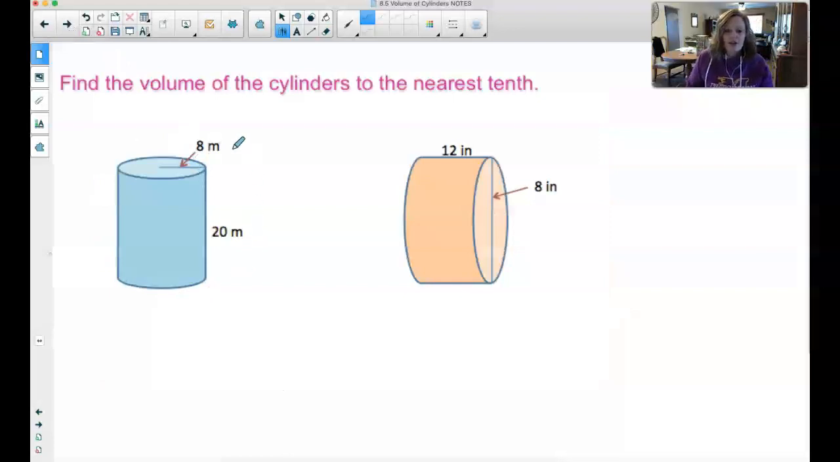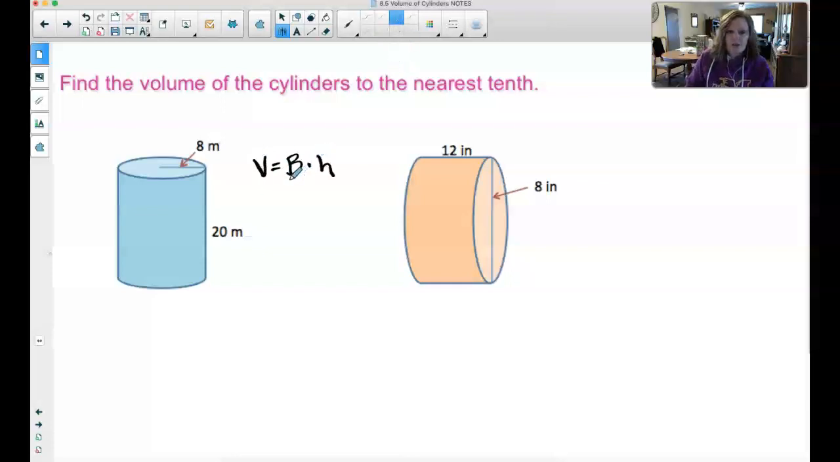Let's find the volume of this cylinder. You guys, please do me a favor and grab a notebook when you're doing your homework or something to write on so you can be writing your work down. Always start with the formula. Volume equals capital B times H.